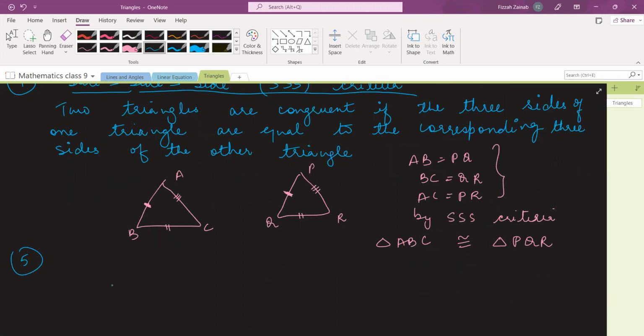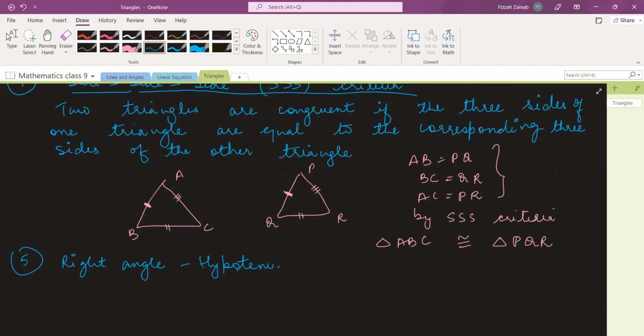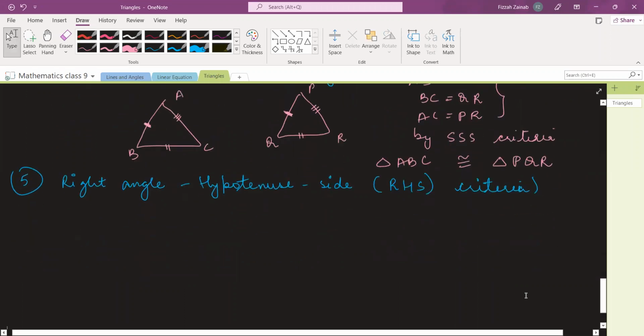It is called right angle, hypotenuse, side. Okay. So in short, it will be called RHS criteria. So this is only for a right angle triangle. Okay. Because you can see there's a right angle here and a hypotenuse.